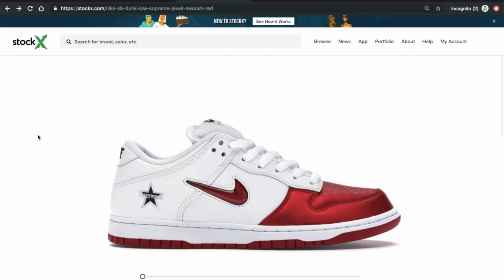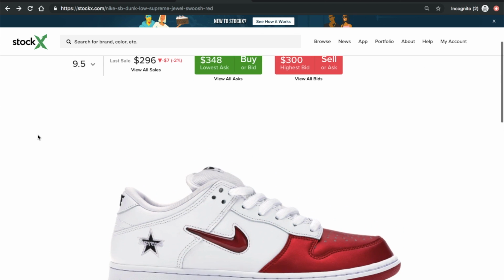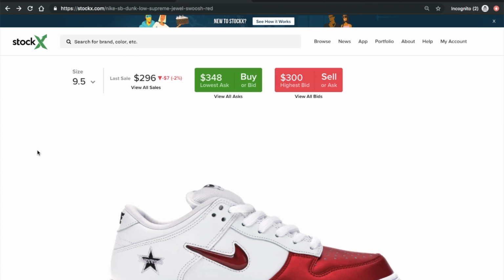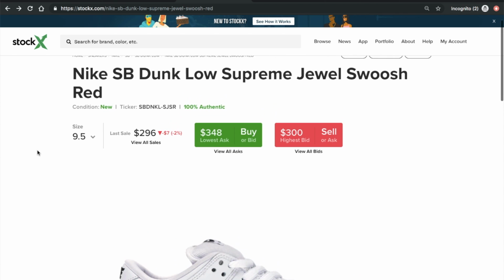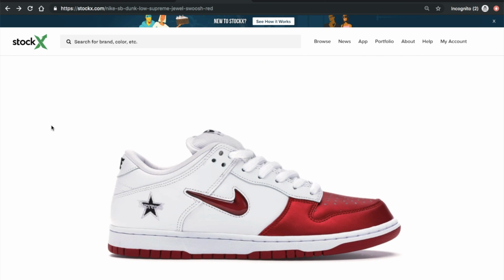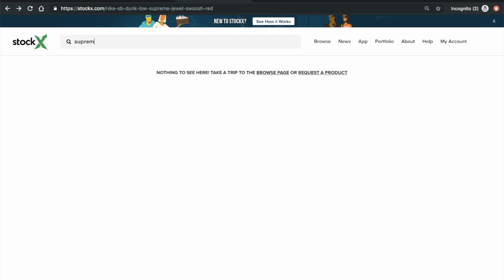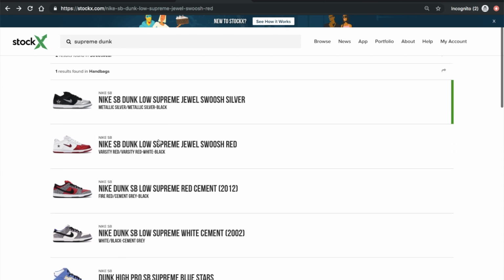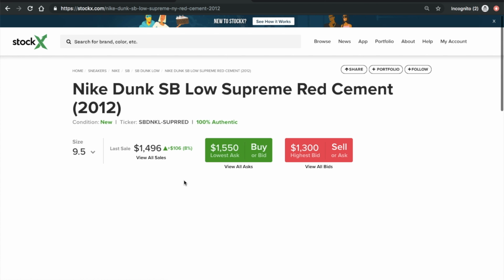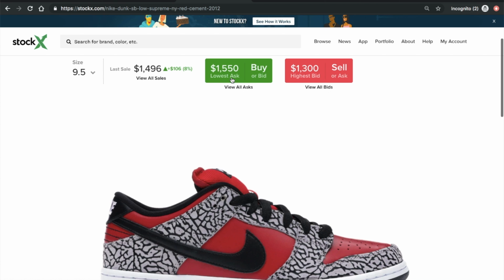The Nike Dunk is one of the classic Nike shoes. The whole skateboard community is very infused with this shoe right here. And I do believe as the quantities of brand new pairs lessens, these will eventually begin rising, okay? As a matter of fact, if you were to check any other Supreme Dunks from the past, you will see that all of these Dunks actually have gone to some substantial numbers, right? You can see here the 2012 Red Cement, the last sale was for about $1,500, lowest ask just above $1,500.